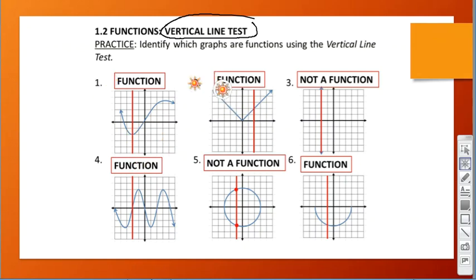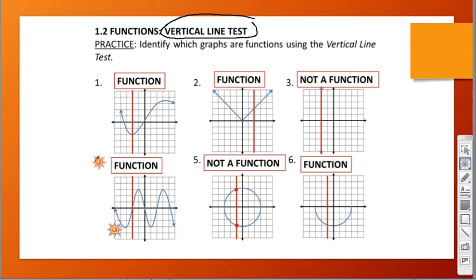Number 2, you can see that if we pass a vertical line through here at any point in the graph, it's only going to ever touch one point at a time. So we would say this is a function. If we look at number 3, this one's a little bit tricky, but there actually is the graph of a blue line underneath the graph of this vertical line. And so we can see that this vertical line is touching every single one of these points at the same time. So it's not a function.